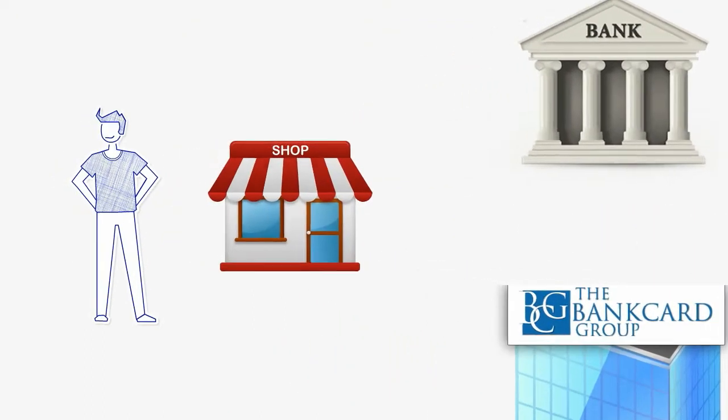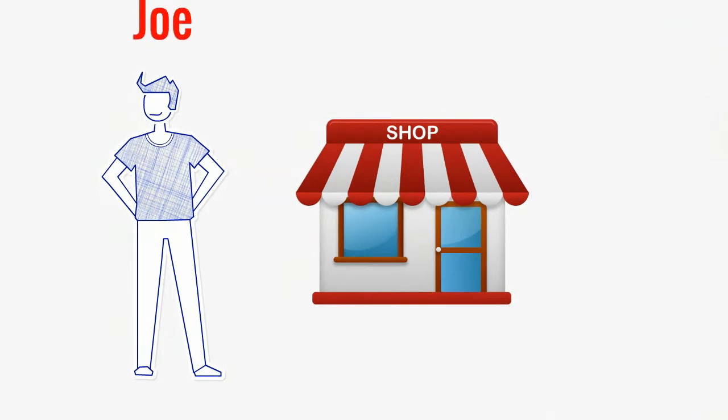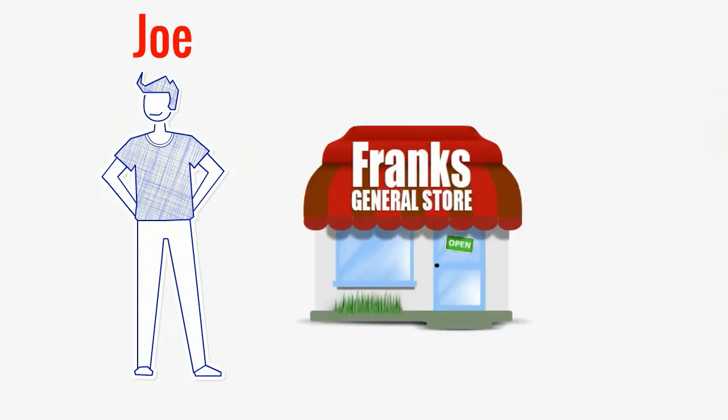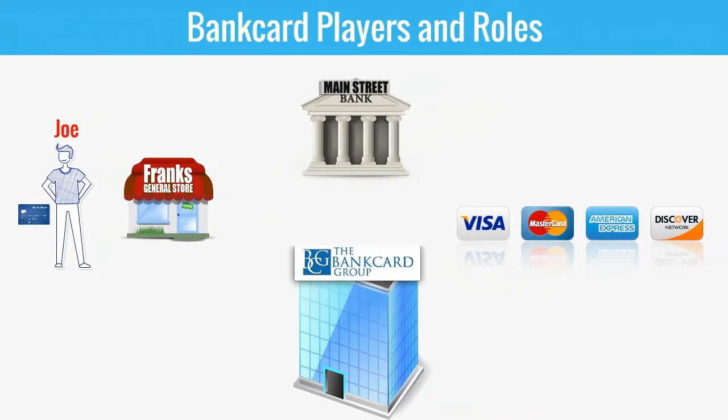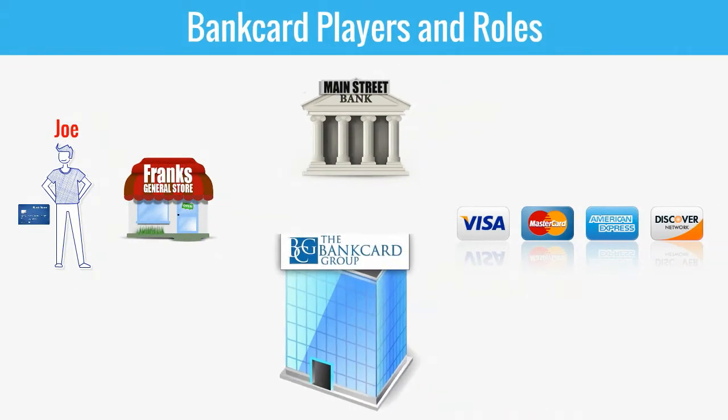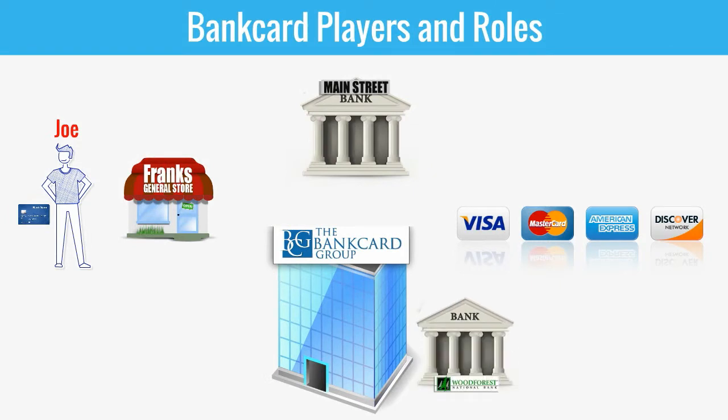Let's run through an example. On the one side, you have the bank card holder. Let's call him Joe. And on the other side, you have a merchant. Let's call the merchant Frank's General Store. Joe has a credit card issued to him by Main Street Bank. The bank card group is the processor, and our sponsor bank is the Woodforest National Bank.